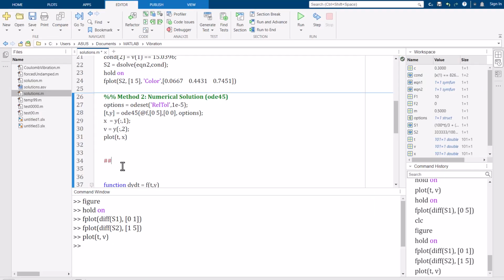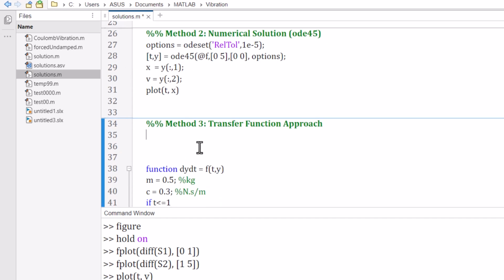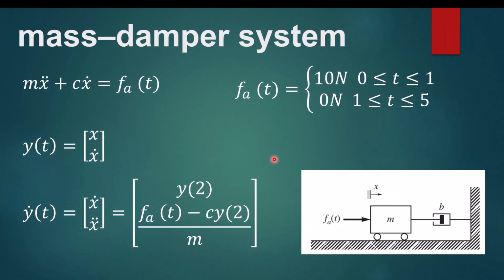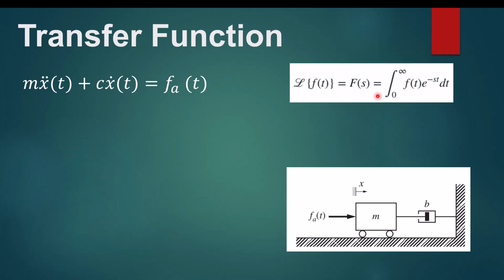Now, method 3 is going to be a transfer function approach. So in order to find the transfer function of this equation, I have to take the Laplace transform of this equation. So this equation is in the time domain, and if you take the Laplace transform, this is the general formula of the Laplace transform, and I'm not going to go into the details of that. I suppose you know how to do it.